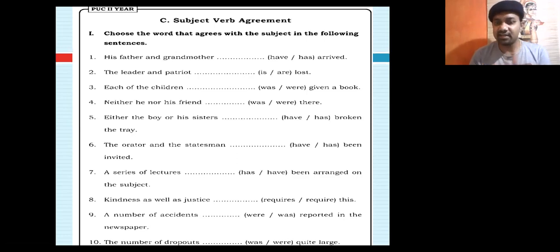The orator and the statesman have been invited. This is slightly different from the second example. In the second example, the leader and patriot is lost. But here we have used a plural subject. The orator and the statesman are two different people here. The repeated use of the article the suggests that the orator is one person, the statesman is another. That's the reason why have is used.